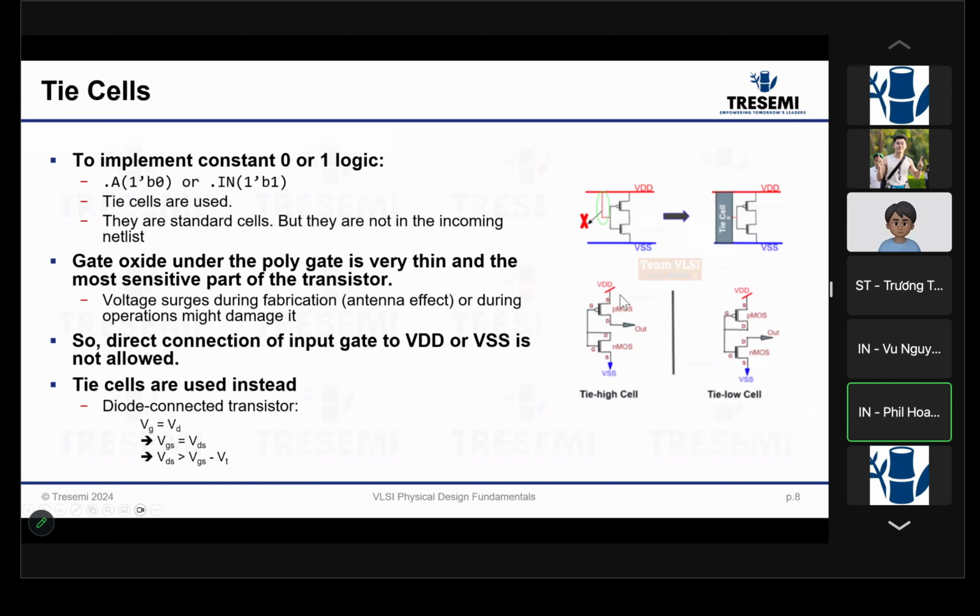So in the gate netlist coming in from synthesis, you only have 0s and 1s. You don't have tie cells, and then in the physical world, you will insert them, and it's automated, but you have to specify them.